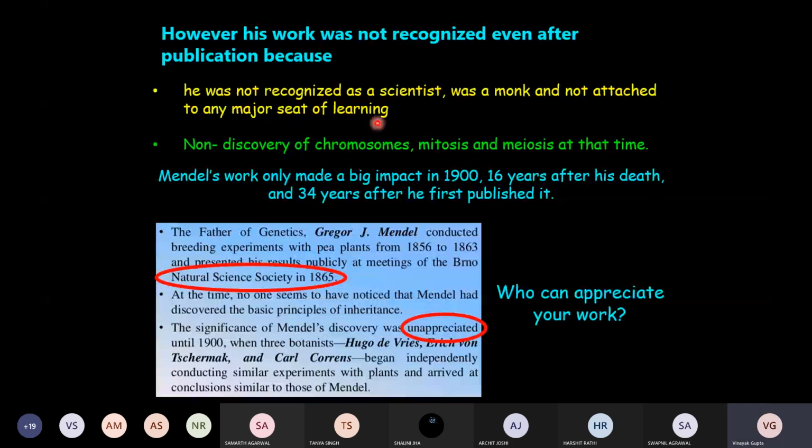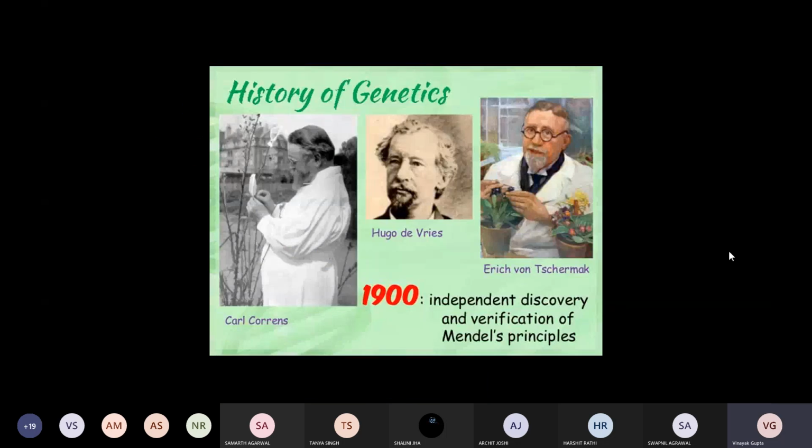Okay, so he made a big impact in 1900 when three other scientists independently discovered and verified the principles which were generated by Mendel. And finally, his contribution was accepted, that what he was saying, those things were actually correct.